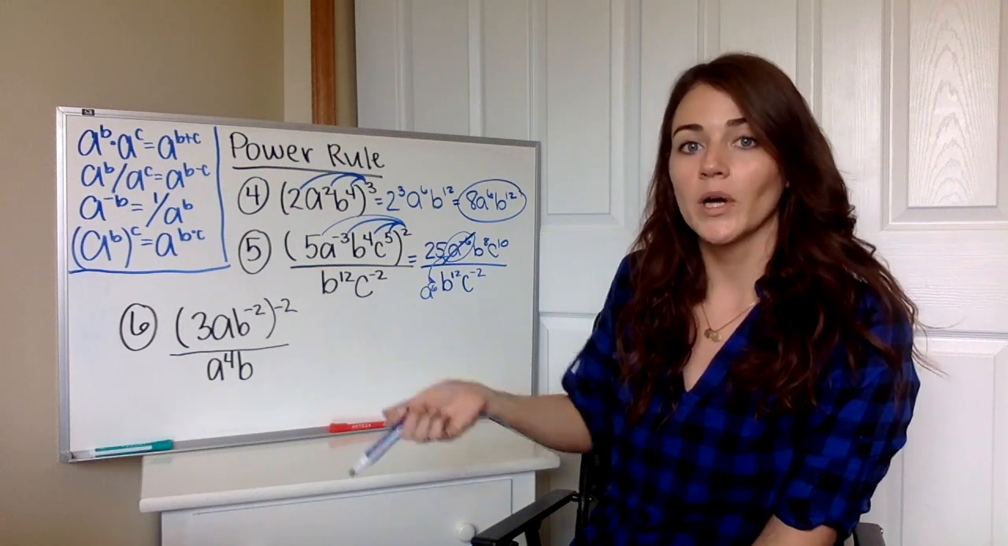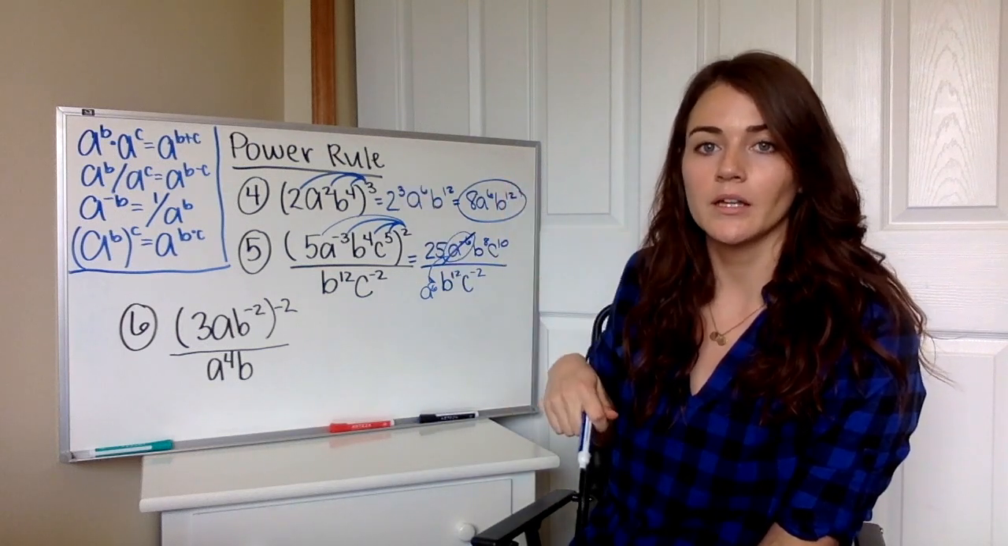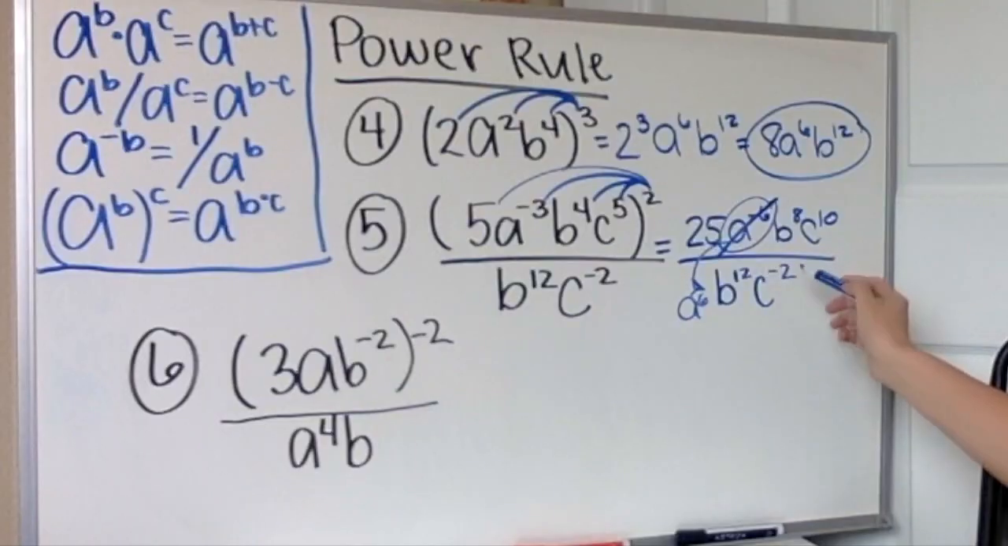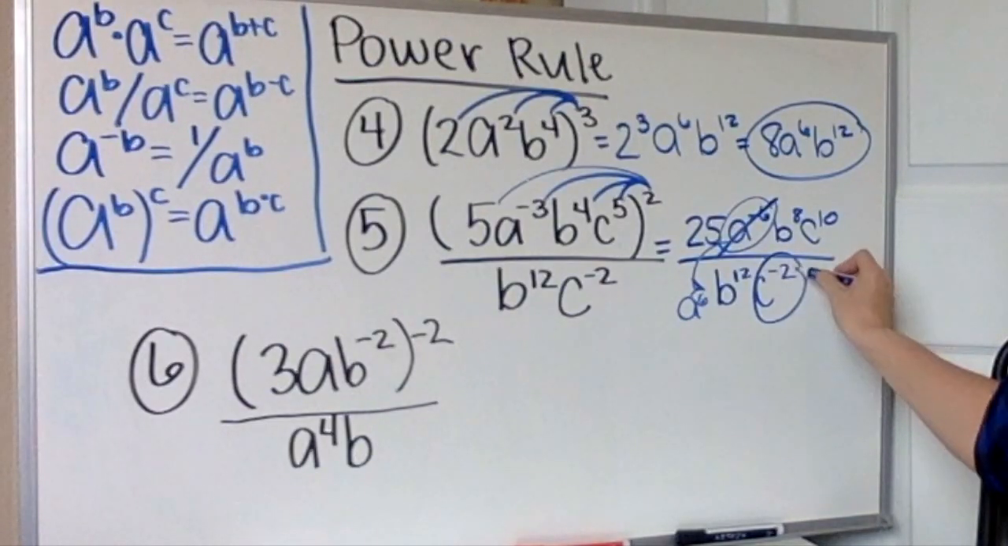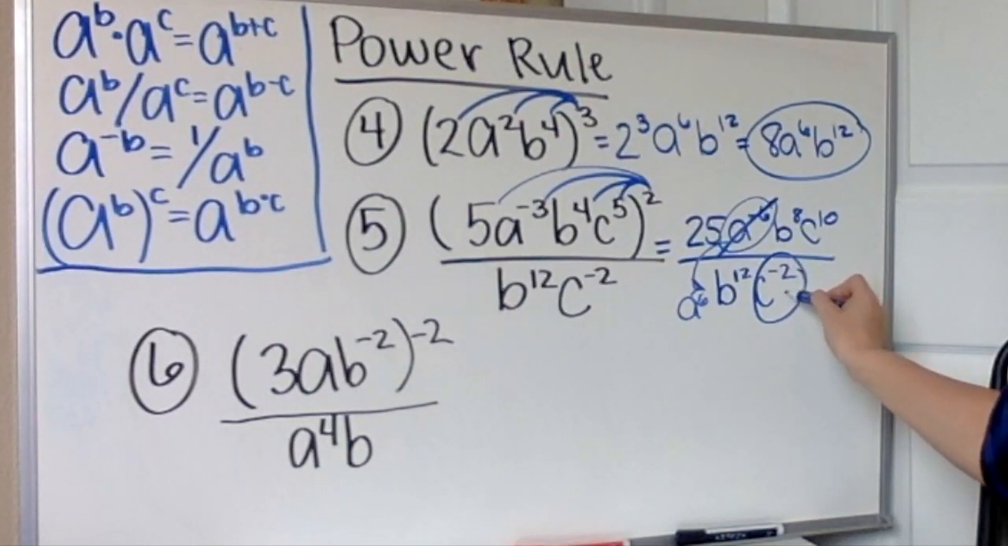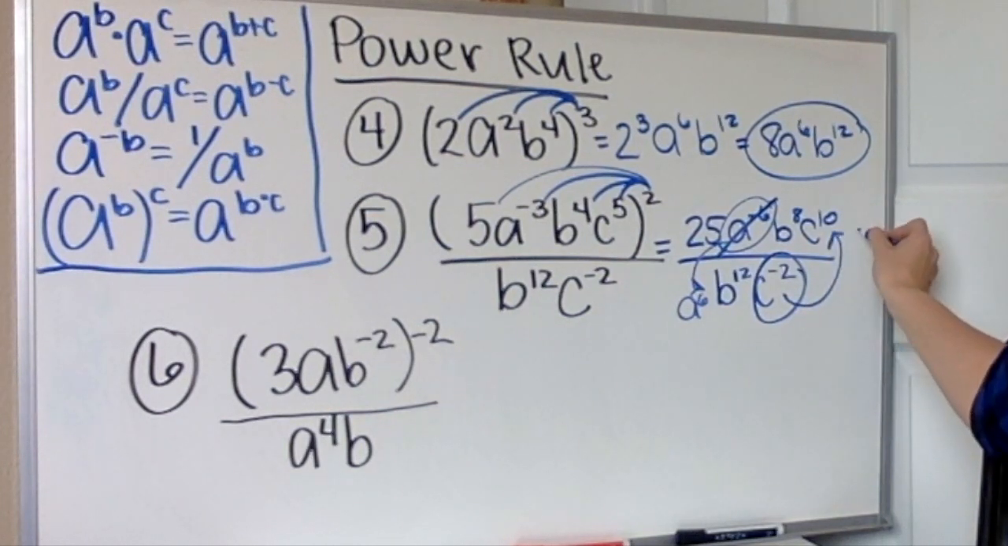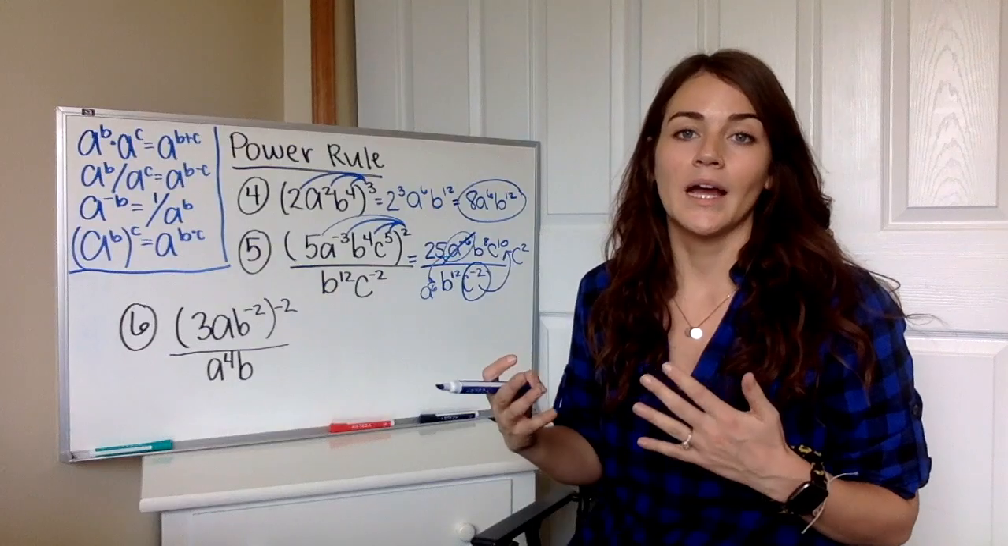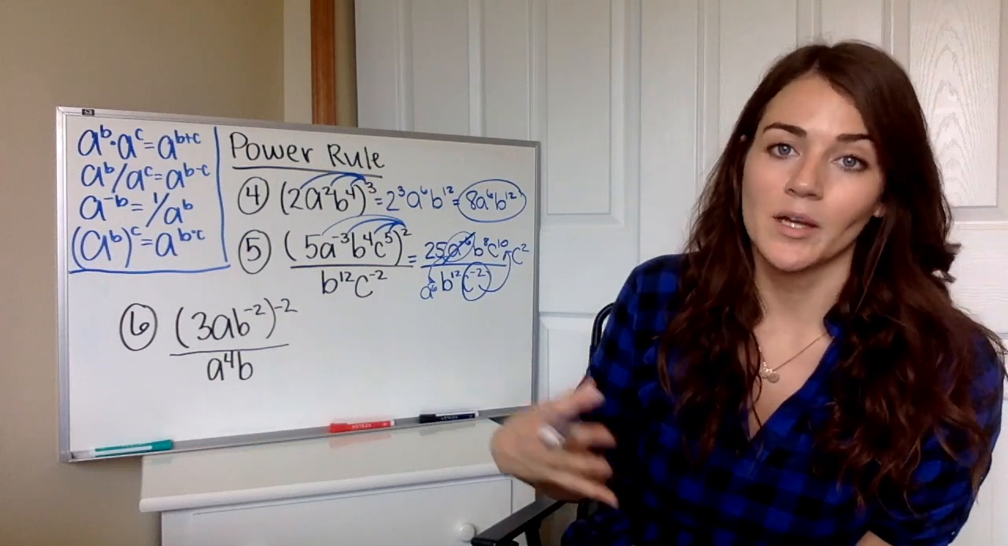If you have not, go ahead and watch that video. I'll put a link for that here. And also this c to the negative 2, but it's on bottom, so to get rid of that, we're going to bring him up top. And then I leave my last step as the combining.